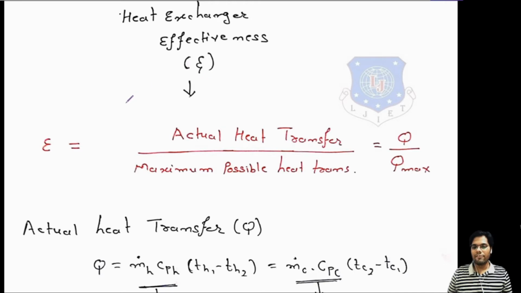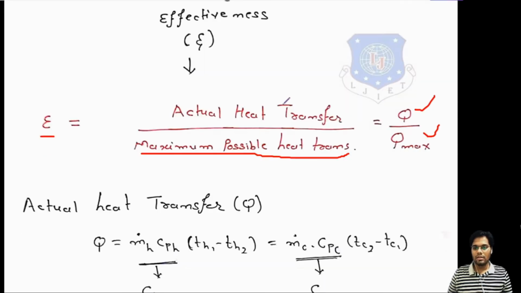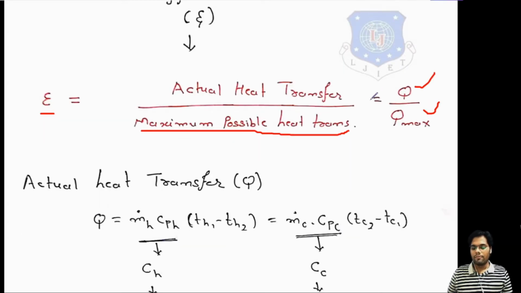A simple definition is: effectiveness of heat exchanger is the ratio of actual heat transfer which happens in the heat exchanger to the maximum possible heat transfer for the heat exchanger, which is Q by Q max. Q is the actual heat transfer and Q max is the maximum possible heat transfer for the particular heat exchanger. Let's make it more simplified. Q is the actual heat transfer.